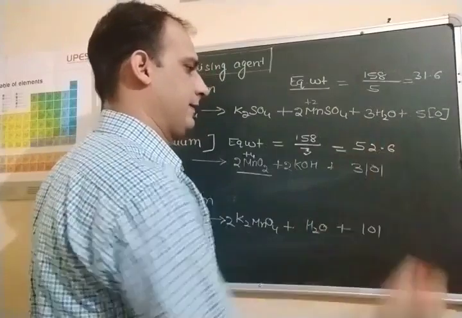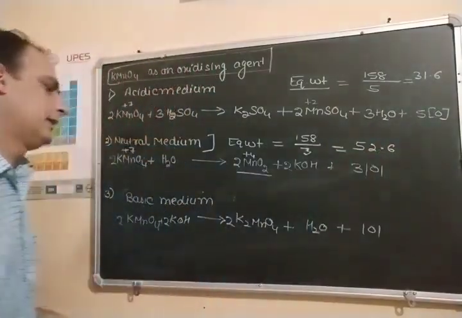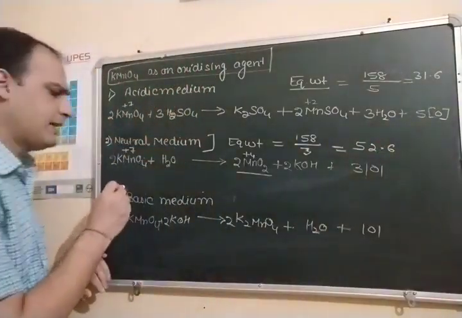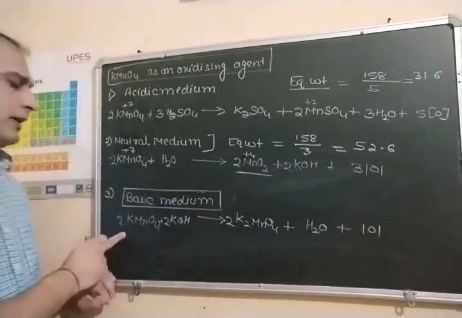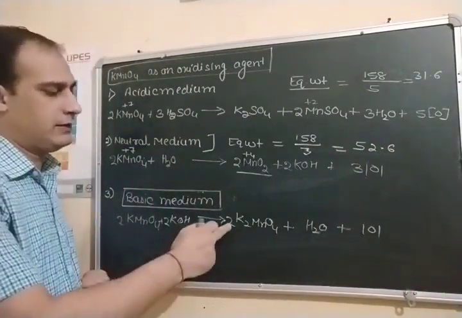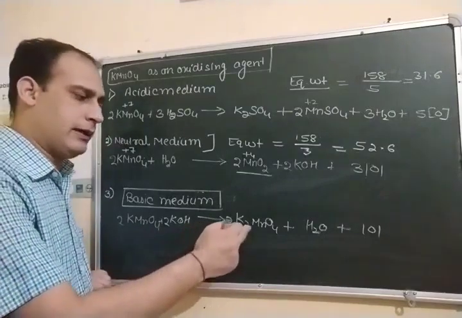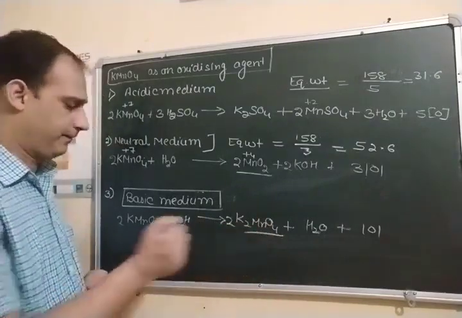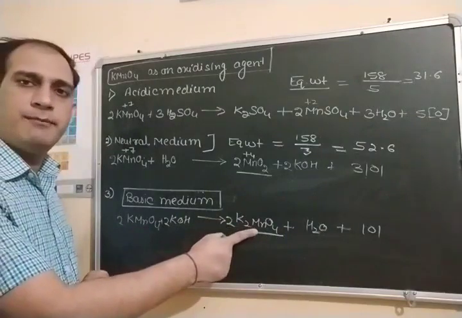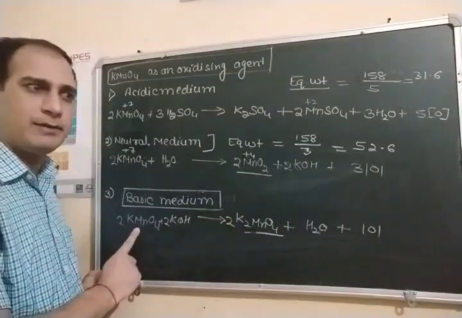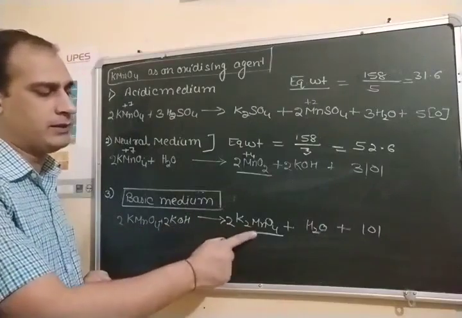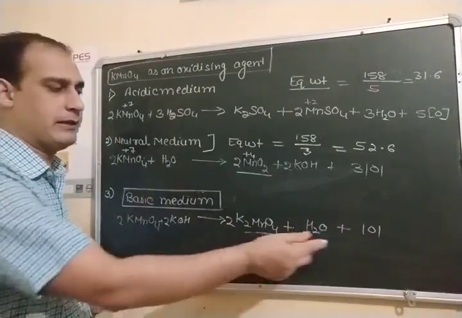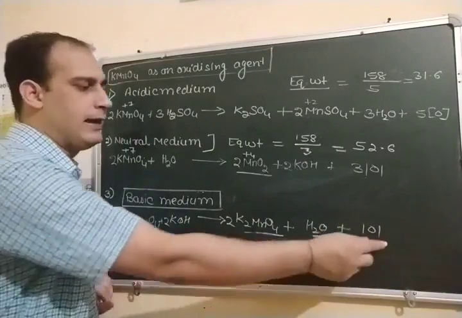52.6 gram per equivalent. As far as the basic medium is concerned, in case of basic medium, the reaction is 2 KMnO4 plus 2 KOH give rise to 2 K2MnO4. This is potassium manganate, and this was potassium permanganate. Potassium permanganate is reacting with potassium hydroxide to form K2MnO4, that is potassium manganate, along with formation of water and nascent oxygen.